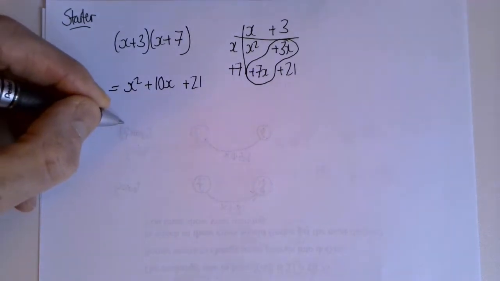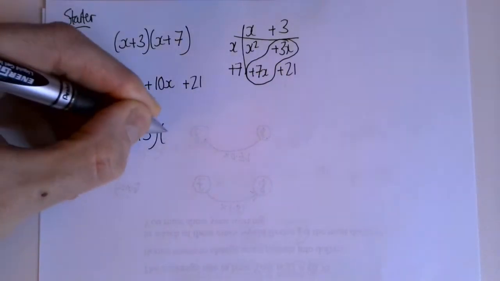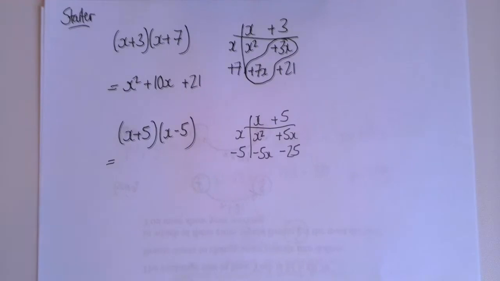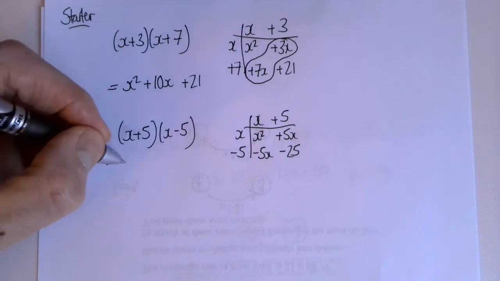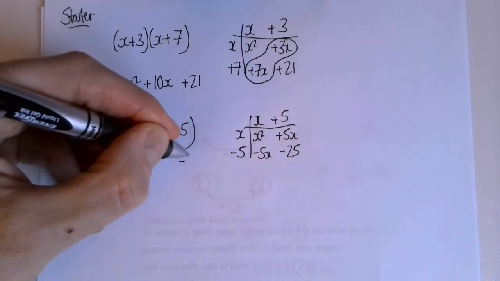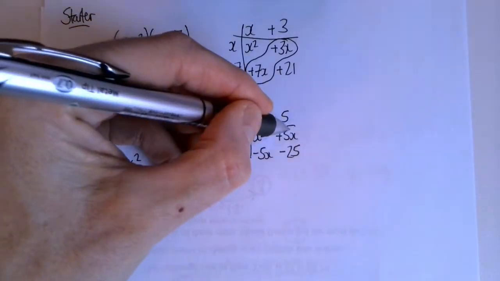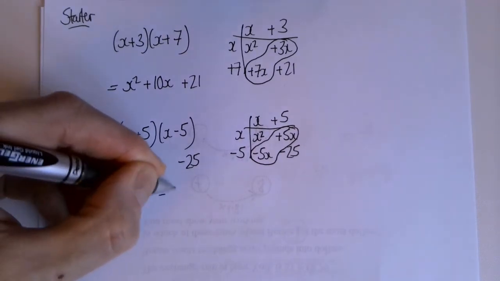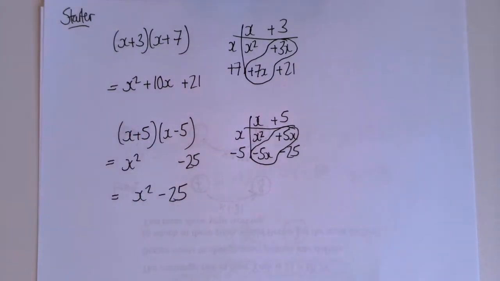Okay, go on, try one more for me. Another one, press pause and have a go. So I think the grid is particularly helpful here. I get my x squared. Plus 5 times minus 5 is minus 25. But what happens when I peanut? I've got 5 x's, and then I take away 5 x's. So I've got no x's left. So actually my answer is just x squared minus 25.